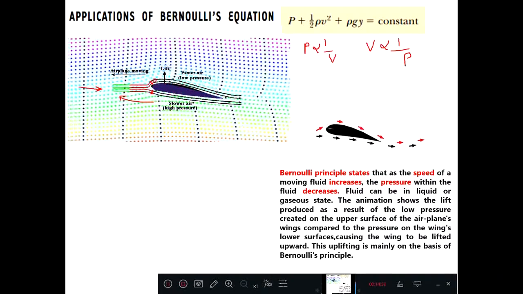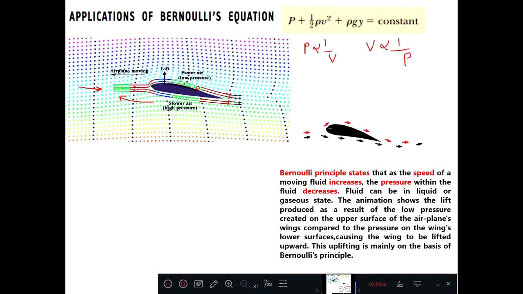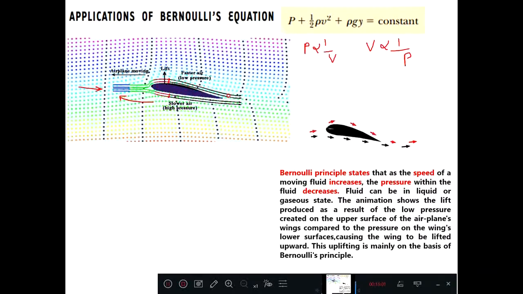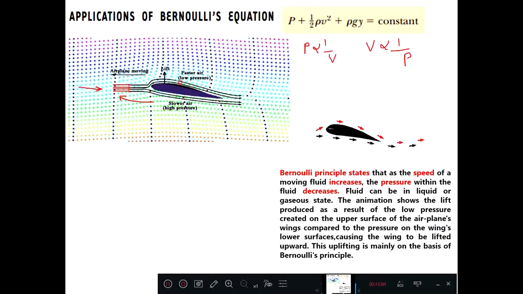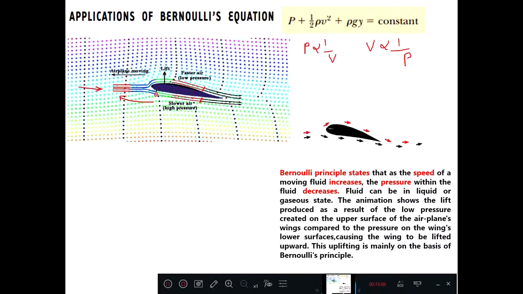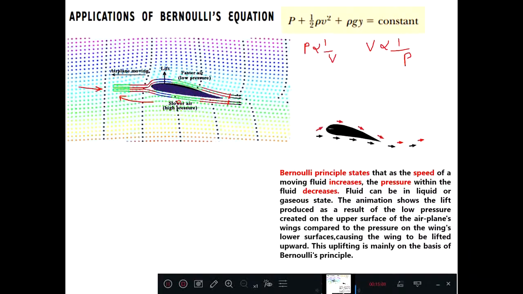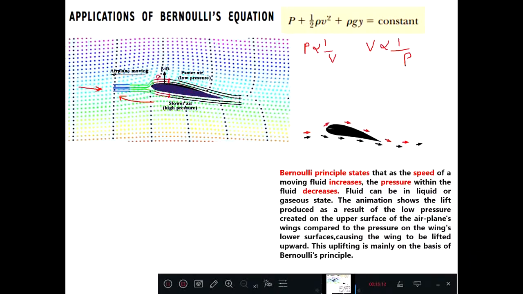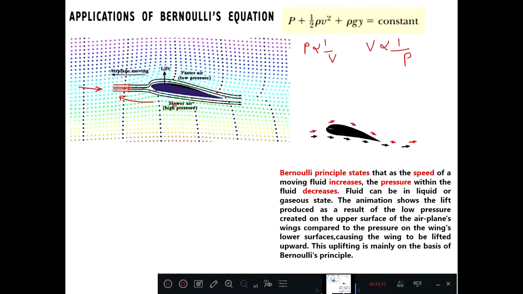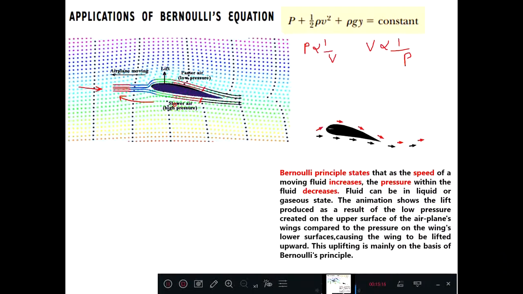So on the upper surface of the wing, the speed of the air is very high, hence the pressure is low here. On the lower surface, the speed of the air is low, hence the pressure is high. Hence a lift takes place. The lift of the aeroplane takes place.